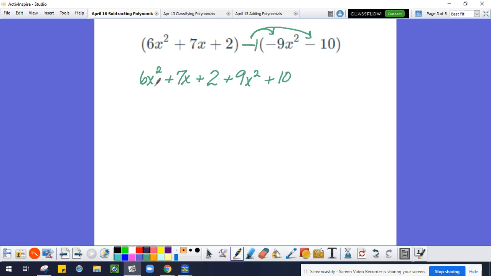Then we're going to go back to identifying our powers. So power of 2, power of 1, no power, power of 2, no power. My most underlines is the same as my highest power of 2. So I'm going to put together those two terms. 6x squared and positive 9x squared is 15x squared. Then I'm going to move down to 1 underline, and there's only one term, so I just keep it, plus 7x. Then I'm going to move down to 0 underlines. 2 plus 10 is 12.